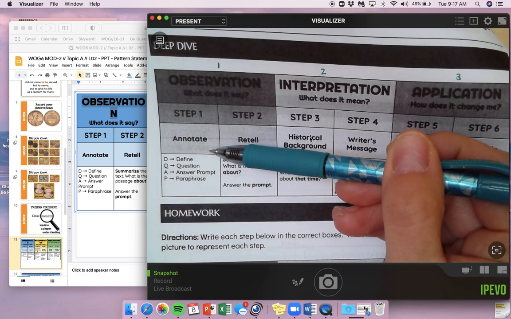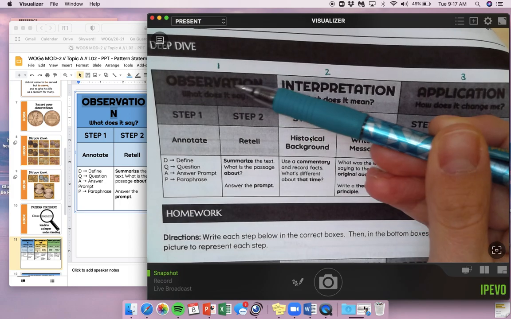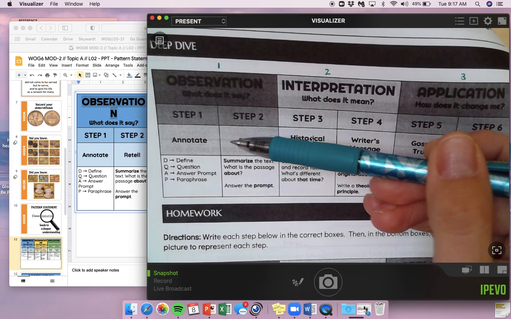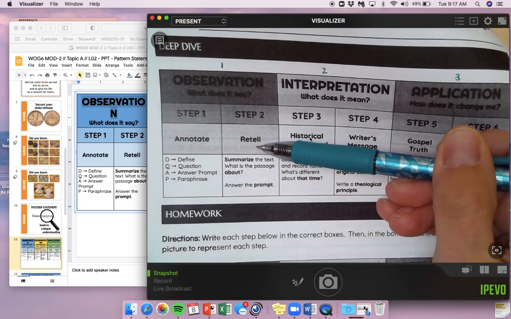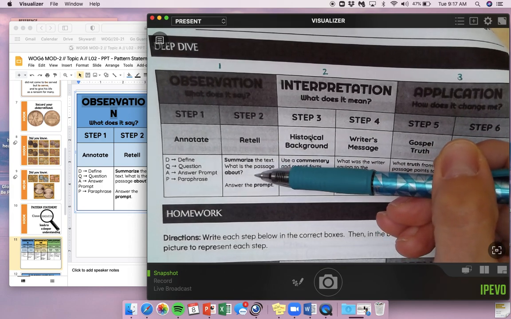Step 1 is annotate. Step 2 is retell. We're still just observing what the text says. We're marking it up, and we're just saying this is what the text says. You're going to summarize the text, and you're asking yourself what is the passage about?